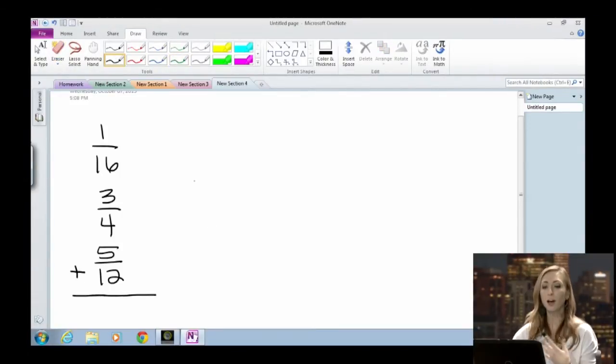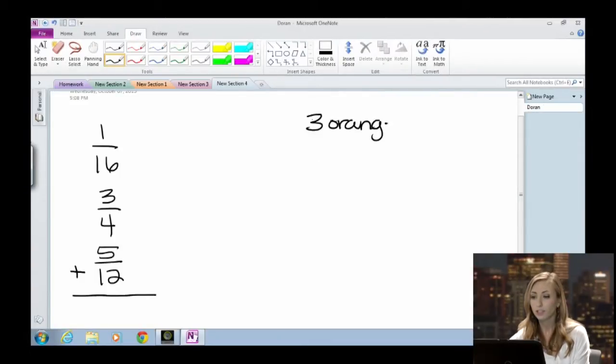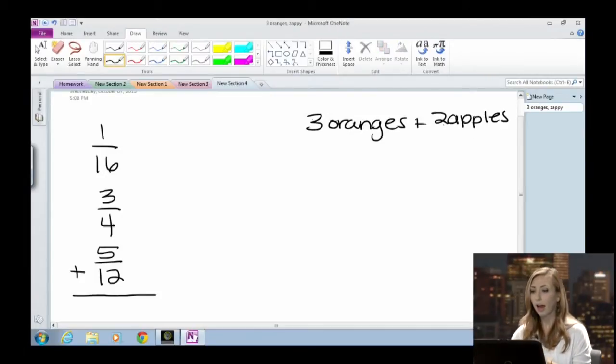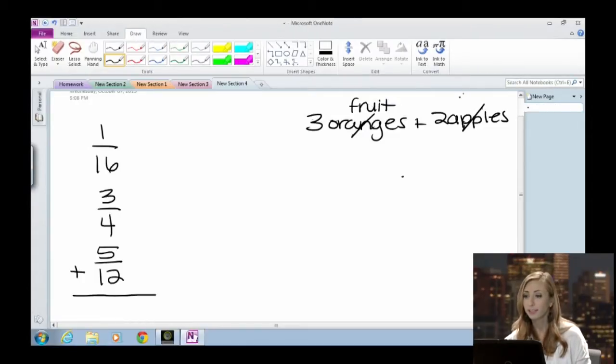So one thing when we're adding or subtracting fractions, it's really important that we have the same denominator. For example, if I were to take 3 oranges plus 2 apples, I can't really add them together when we're calling them things that are different from each other. I can maybe find something in common with them and call them fruit. And then 3 fruit plus 2 fruit gives me 5 fruit.